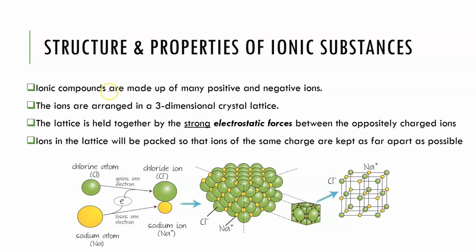These compounds are made up of many positive and negative ions. So we're not talking about a single unit. The example that we looked at previously was magnesium chloride, and we said that it was MgCl2. When we talk about ionic compounds, we're not talking about just one magnesium and two chloride anions. What we talk about is that these positive and negative ions, anions and cations, like this example of sodium chloride here, alternate throughout a three-dimensional lattice.